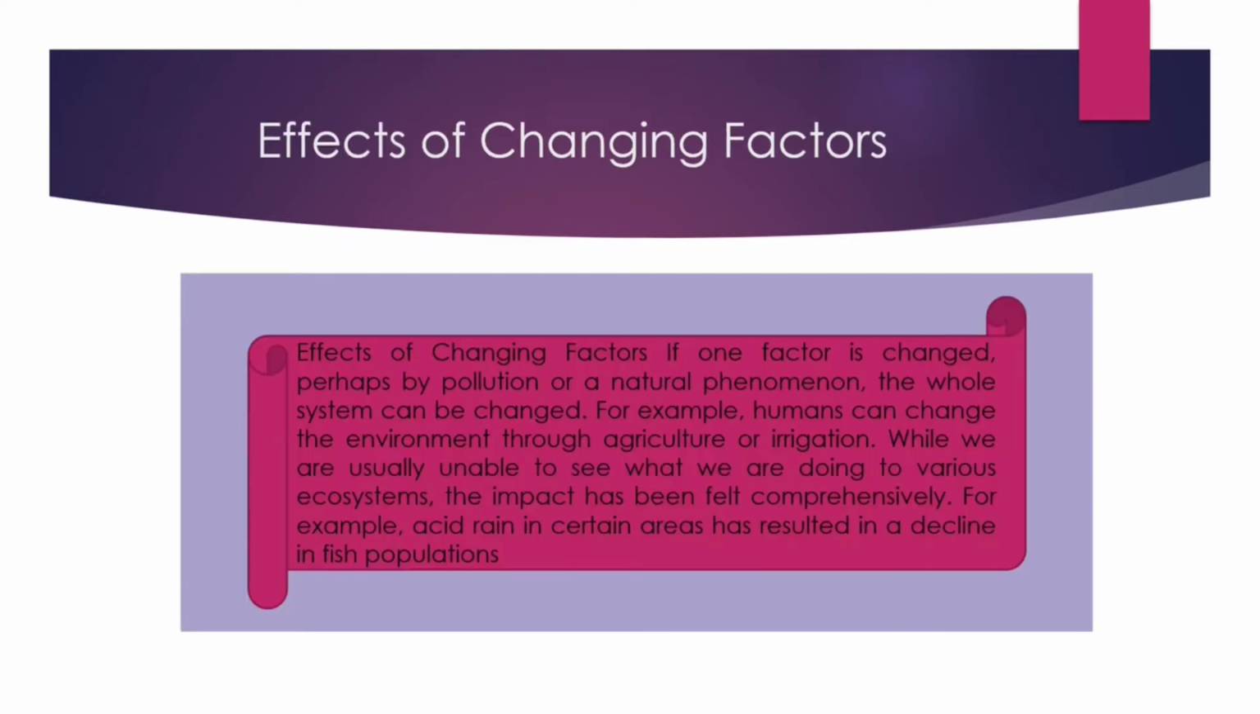Effects of changing factors. If one is changed, perhaps by pollution or a natural phenomenon, the whole system can be changed. For example, humans can change the environment through agriculture or irrigation, while we are usually unable to see what we are doing to various ecosystems. The impact has been felt comprehensively. For example, acid rain in certain areas has resulted in a decline in fish populations.